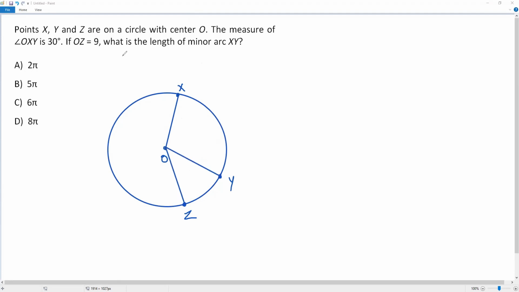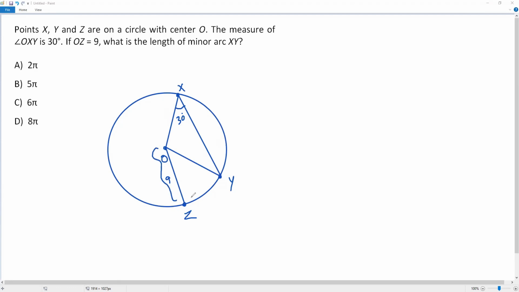And there is an information, the measure of angle OXY is 30 degrees. Okay, let me connect the 2 points X and Y over here. And we can mark the angle over here, 30 degrees, because we have information that the measure of angle OXY is 30 degrees. And the length of the line segment OZ is 9. Here we have the line segment OZ, its length is 9.